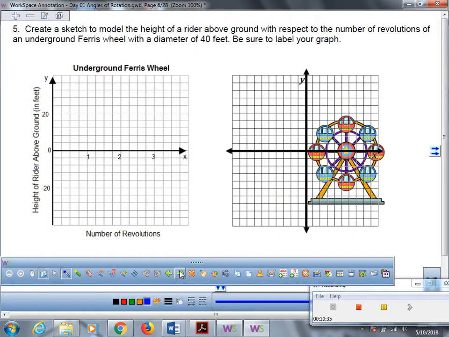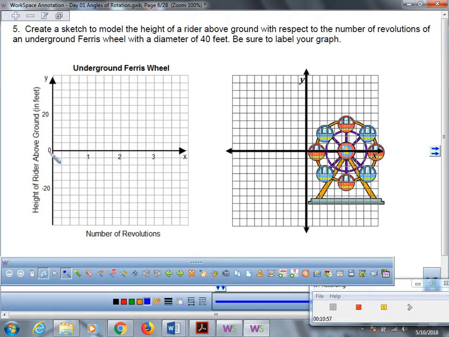Now let's talk about an underground Ferris wheel. Wouldn't that be cool? All right, so now I'm going to do an underground Ferris wheel. So this time the Ferris wheel is not going to go up 40 feet, right? It's only going to go up 20 feet, but it's also going to go down 20 feet as well.